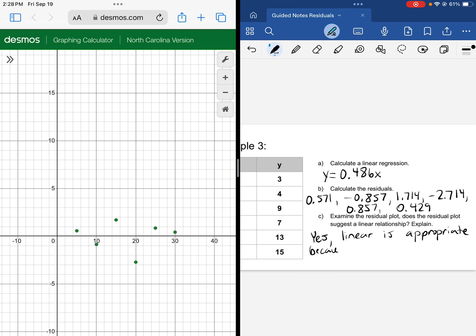because the residuals are randomly spaced above and below the x-axis.